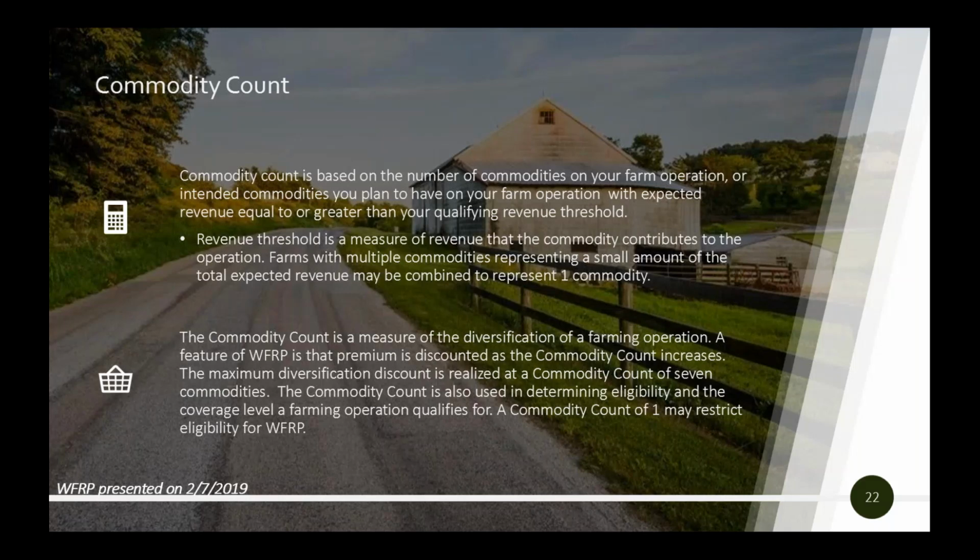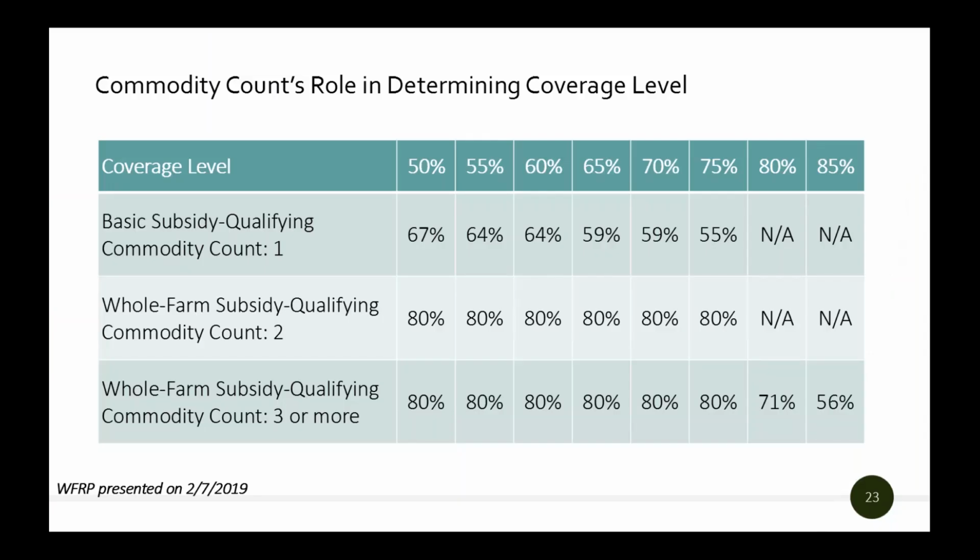So in the previous webinar, we touched on the role of the commodity count in determining the coverage levels that the farming operation qualifies for. I included that chart again on the next slide as a reminder. So let's take a look at this chart. As you can see, the basic subsidy qualifying commodity count of 1, look across the top of the coverage levels and it shows the subsidy levels of premium. Notice that the 80 and 85% coverage levels are not available here.